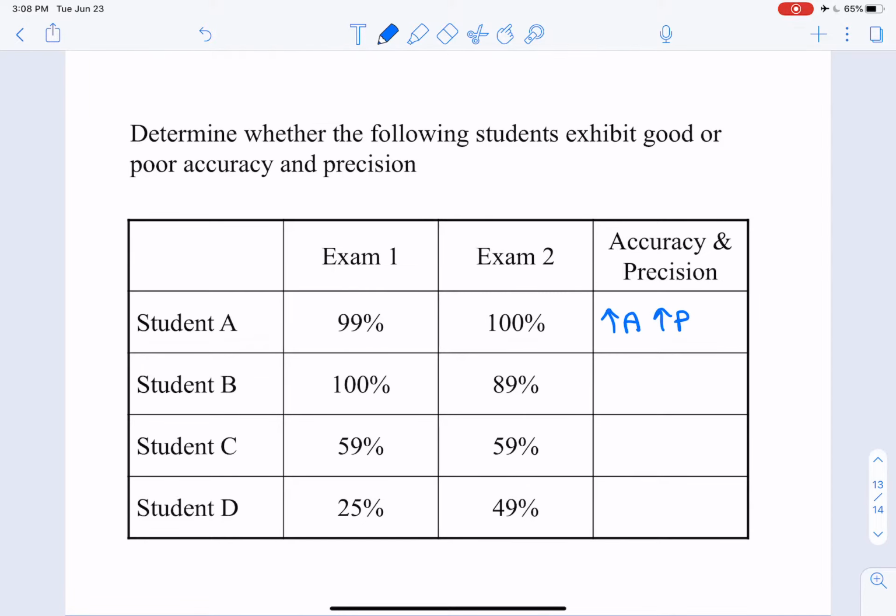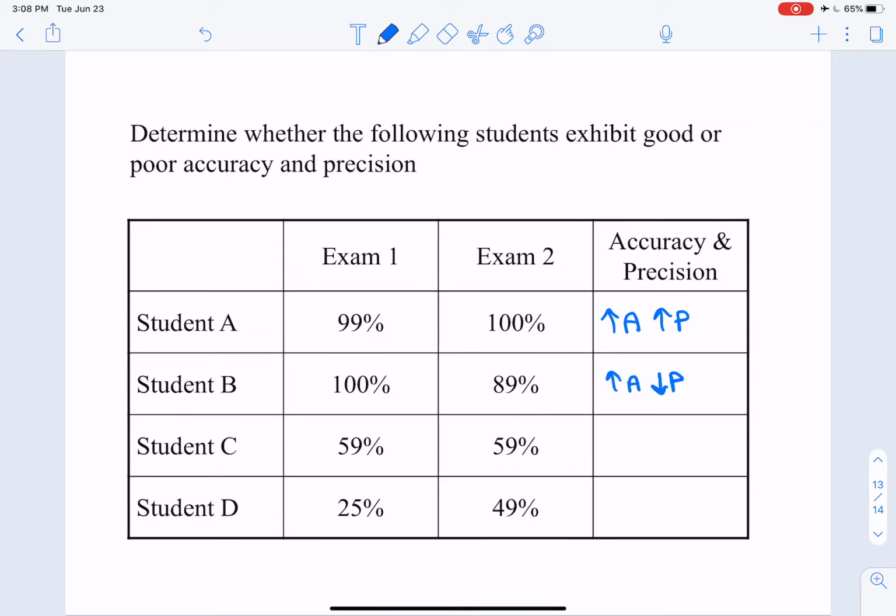Now, student B gets 100% on exam 1 and 89% on exam 2. So the accuracy, is it pretty high? Yeah, the accuracy is still pretty high, and 89% is still really good. That is pretty close to 100% compared to what student D is getting. Okay, but what about the precision? Well, the precision is a little bit lower if we're looking at student B versus student A, so we'll give that a low precision there. The two scores are not close to each other.